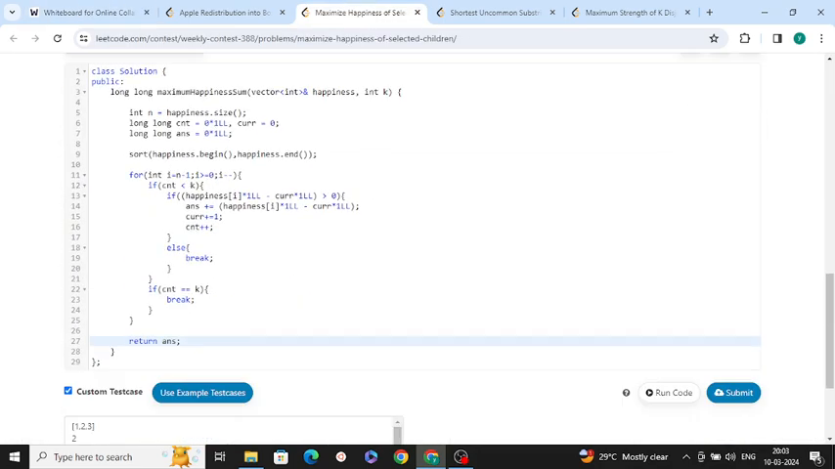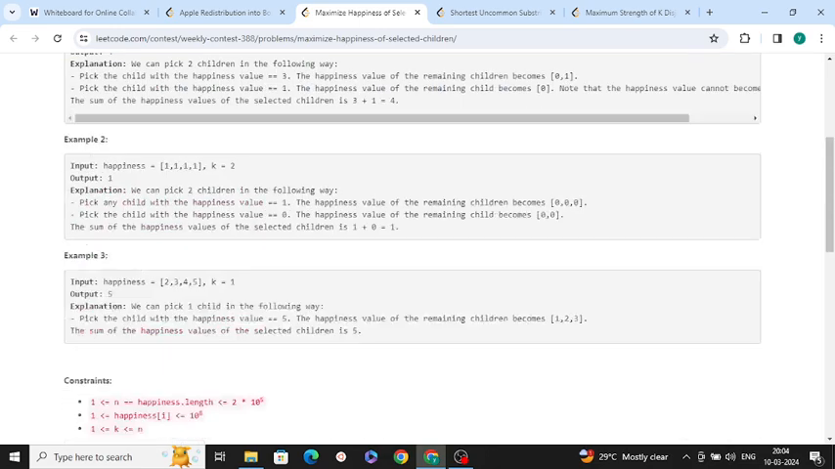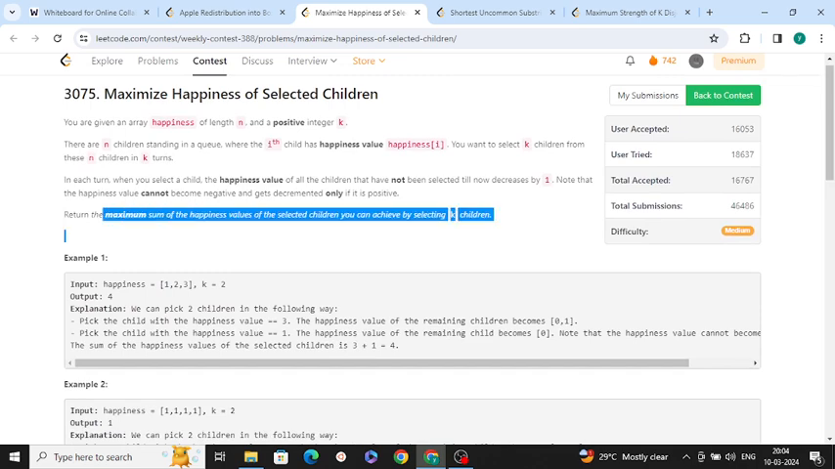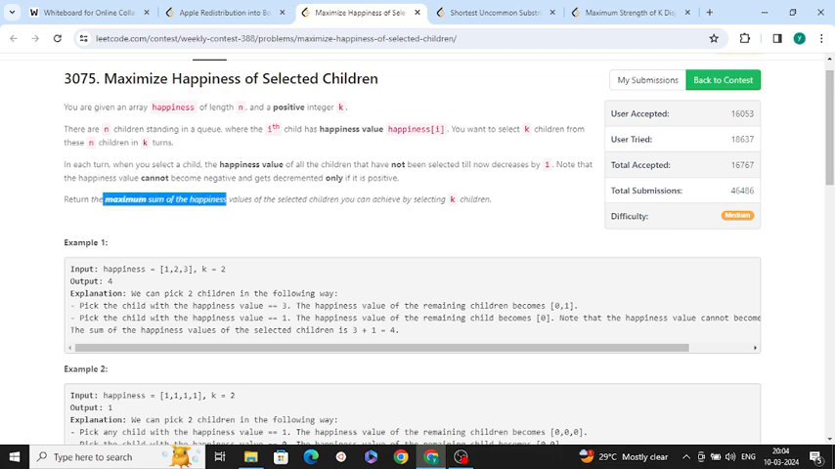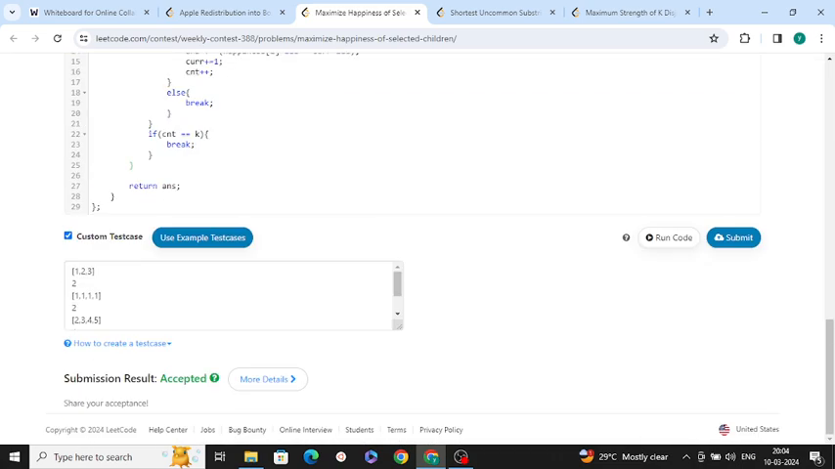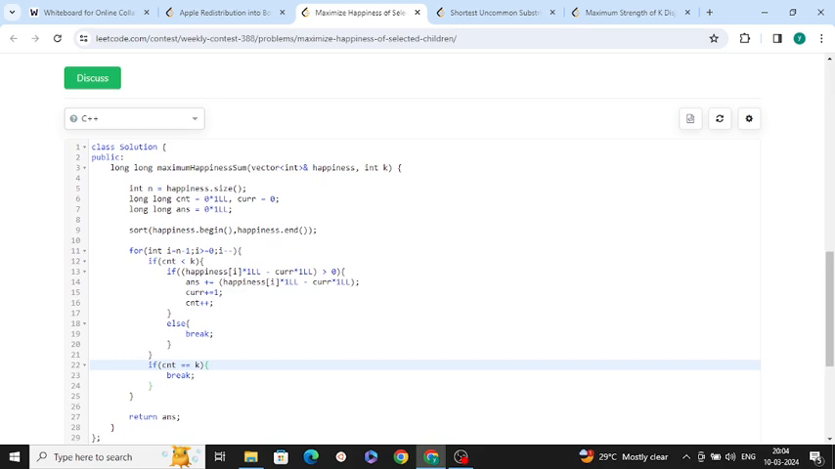So here you can see, I have taken a count variable, answer, and current one. I have sorted the happiness array as I mentioned. We will be traversing it from the last, because the last element is always the maximum happiness, and we need to maximize the happiness, the maximum sum of the happiness values, right? So what I have done here: count is nothing but the total turns till now. What is the count of the total turns? If it is equal to k, at that time we need to break. If it is less than k, we need to try further and calculate.